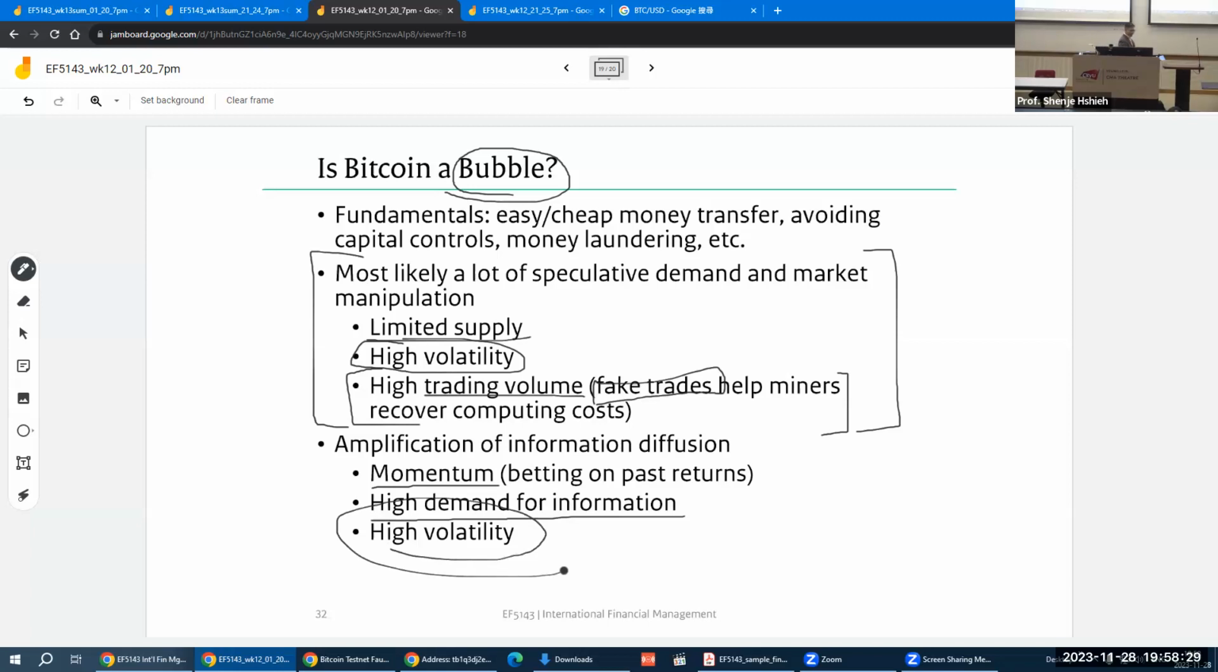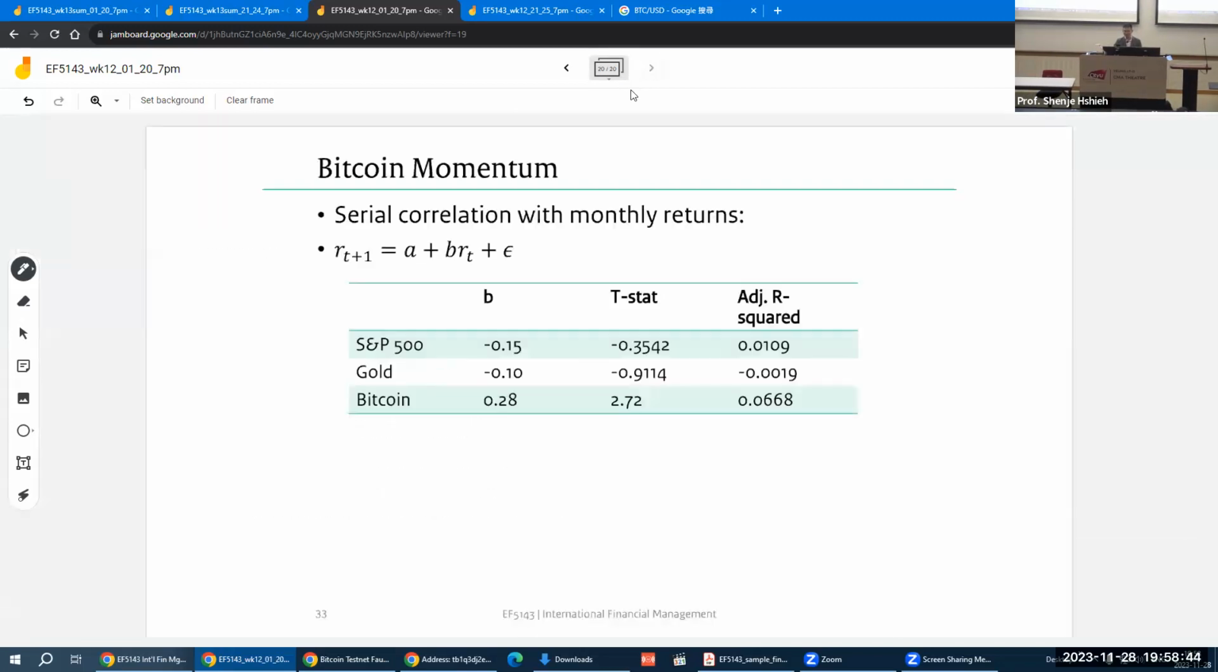So my task now is to show you evidence of this, okay? I will show you that most of Bitcoin's price movement is driven by just people's attention. Okay, a very simple analysis. We can do this together. All right, momentum. How do you do momentum? How do you estimate momentum?